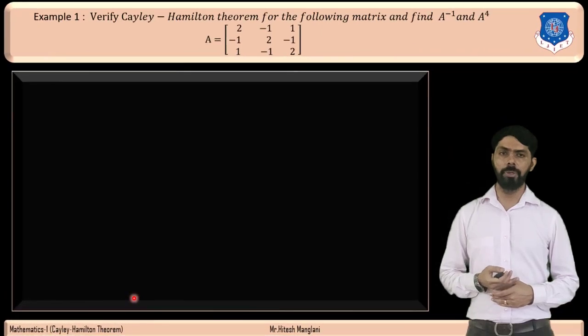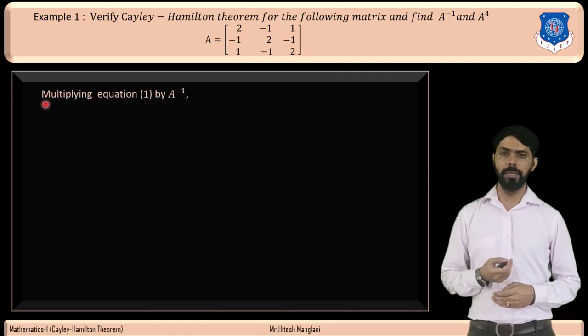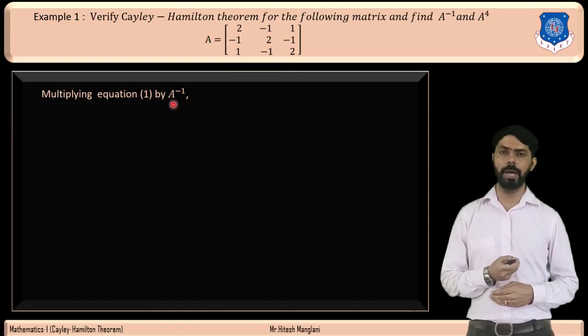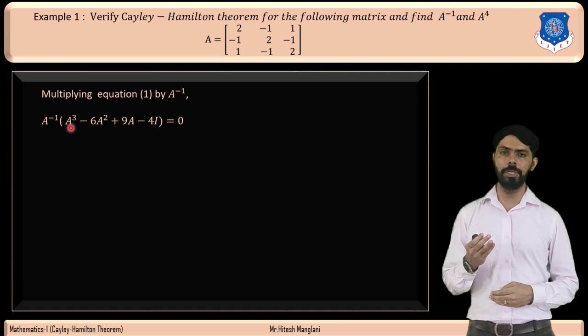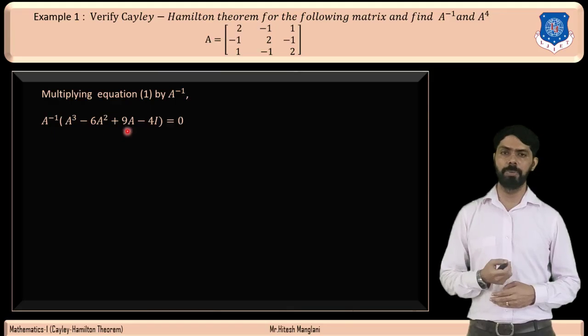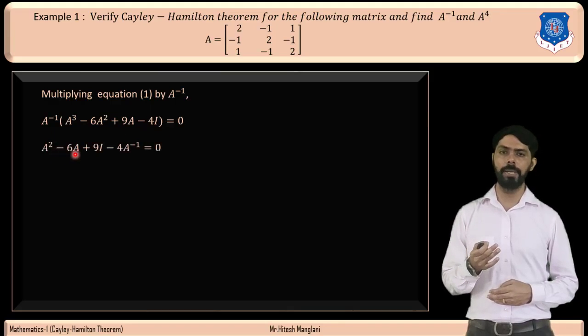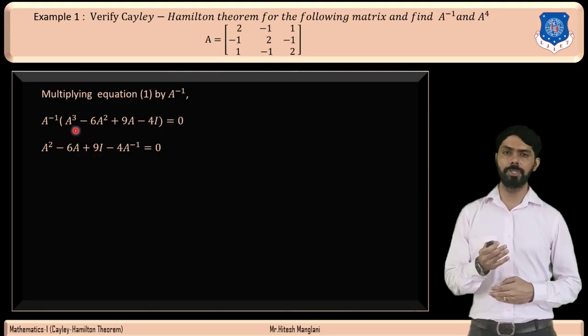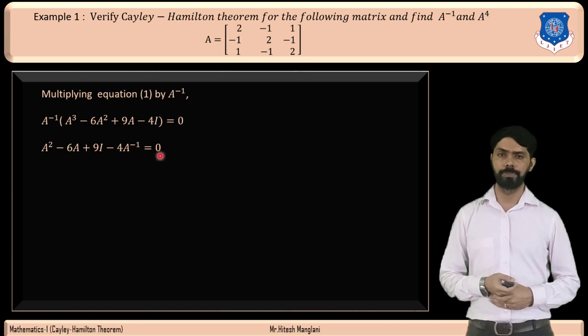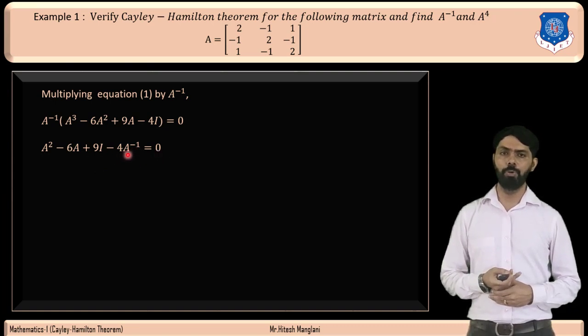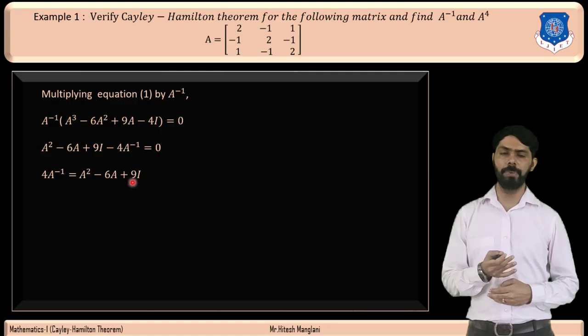Now here we will have to find out A inverse and A raised to 4. So to find A inverse, we will multiply equation 1 by A inverse. So multiplying equation 1 by A inverse, it will be A inverse into A cube minus 6A square plus 9A minus 4I is equal to 0. If you simplify this, then it will be A square minus 6A plus 9I, because A into A inverse is I, minus 4A inverse is equal to 0. Now here we will have to find out A inverse. Therefore 4A inverse is equal to A square minus 6A plus 9I.